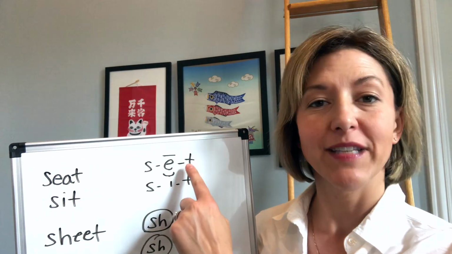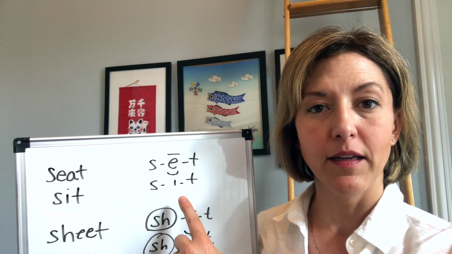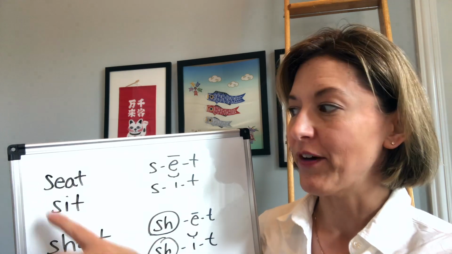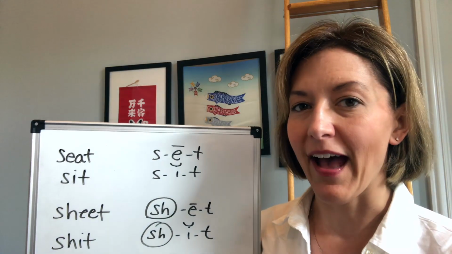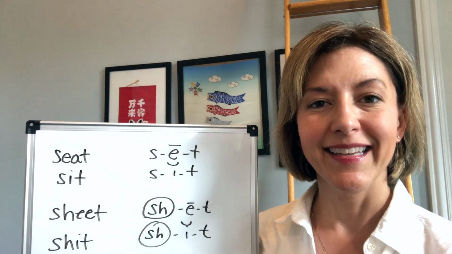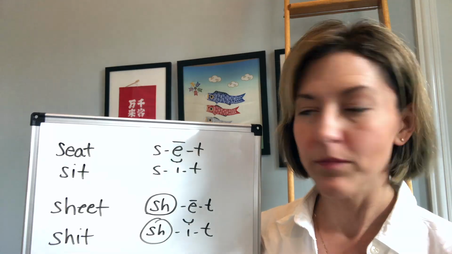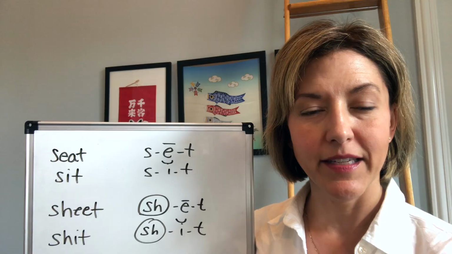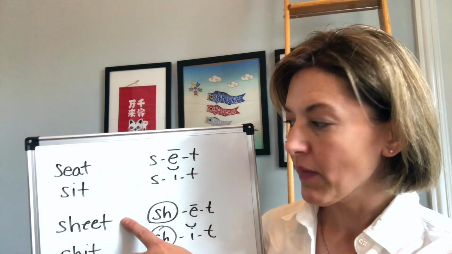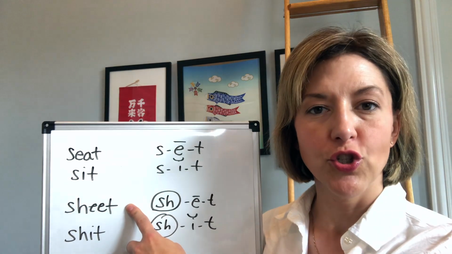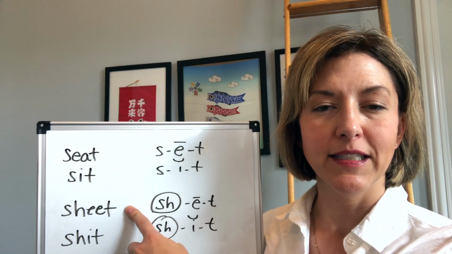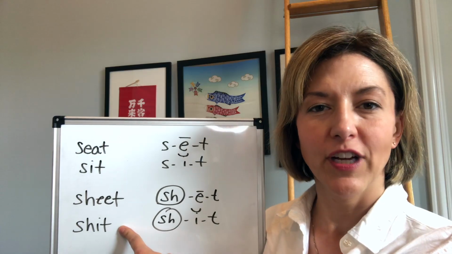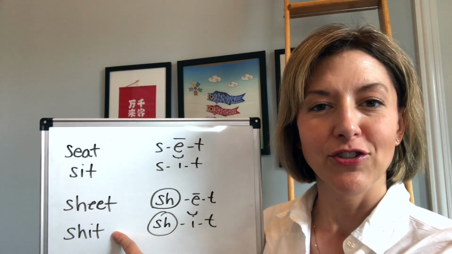And then let's look at the vowels again. E, I, E, I. Okay, let's put that all together. So word number one, we have seat, seat, seat. Word number two, sit, sit, sit. And then we're moving down here to sheet, sheet, sheet. And lastly, shit, shit, shit.